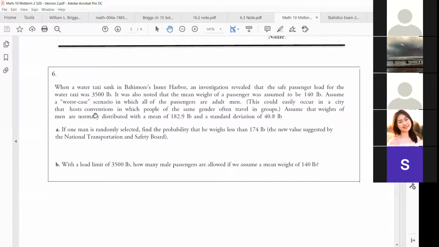Assume that weights of men are normally distributed and the mean is 182.9 with standard deviation of 40.8. A: If one man is randomly selected, find the probability that he weighs less than 174. B: With a load limit of 3,500, how many male passengers are allowed if we assume a mean weight of 140?